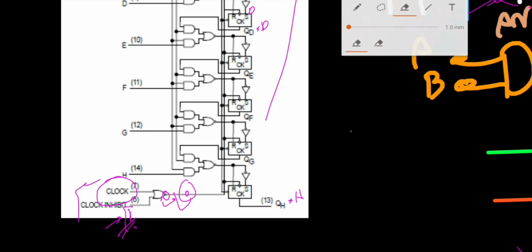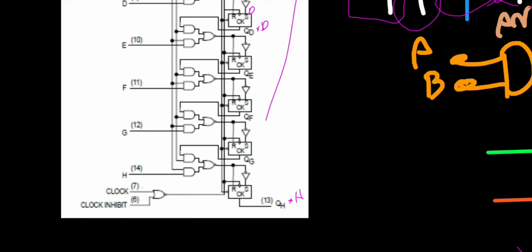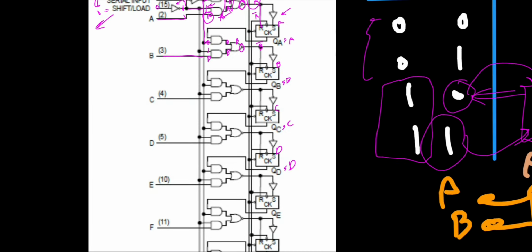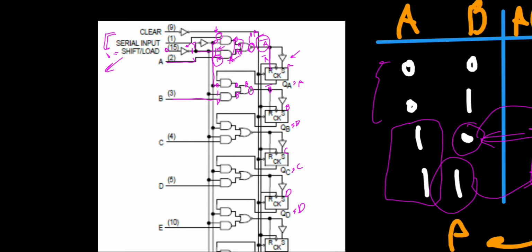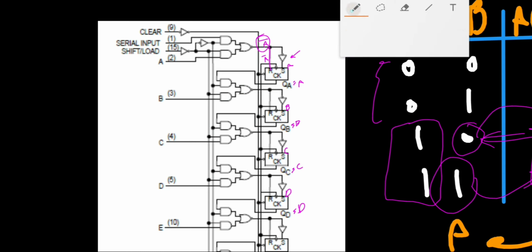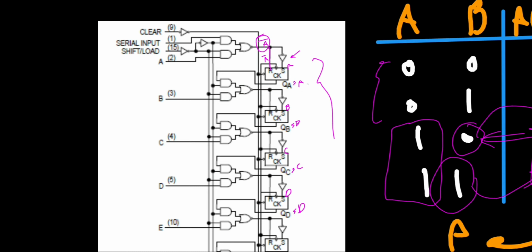And let's say that we actually made the clock inhibit equal to 0. The clock would make the transitions. We also made the shift load equal to 0 first, then the transition happened, and therefore QA to QH has been equal to A through H. And this is actually what is being done. I will later give you an example of where this shift register is used.